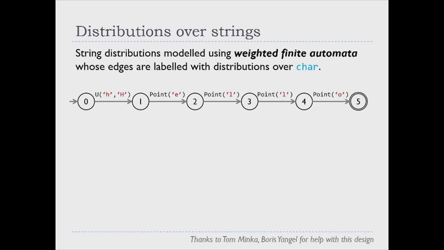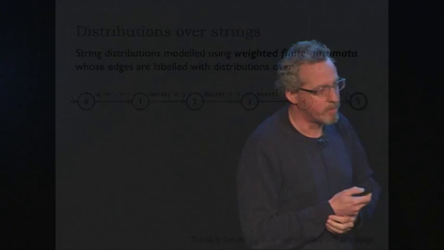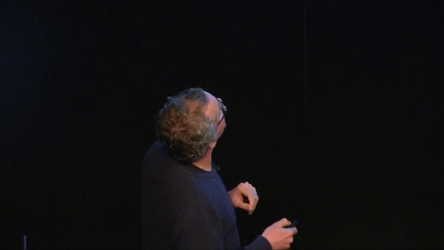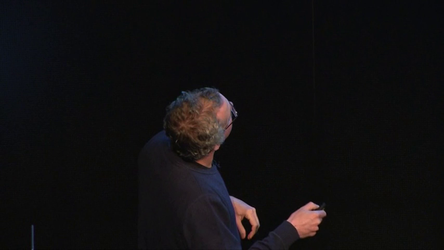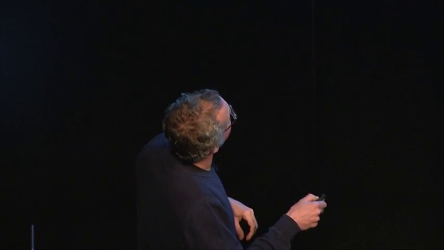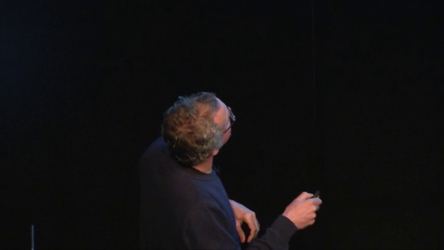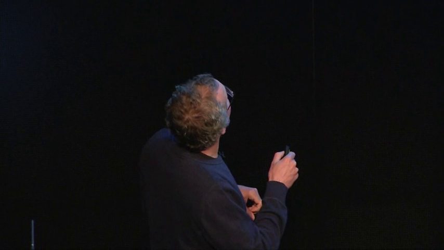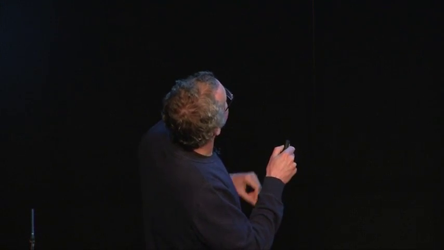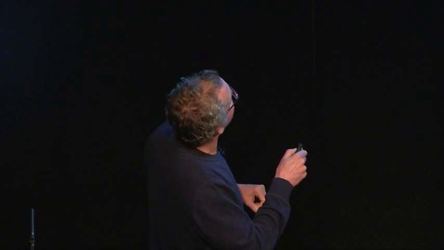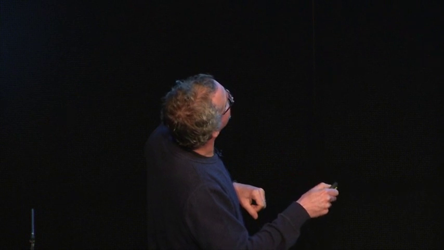An automaton. I assume most people have come across or are familiar with automata, but I'll just briefly go through them. An automaton has a set of states, a start state, and some of the states are marked as end states, and then the edges are marked with, in this case, distributions over characters. So here the first edge is uniform over lowercase h or uppercase H, and the rest of them are point masses at particular letters. So this is "hello" with either capitalization.